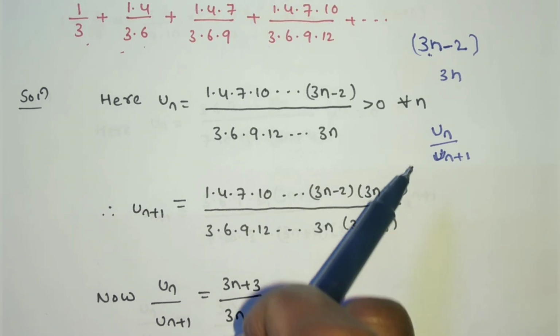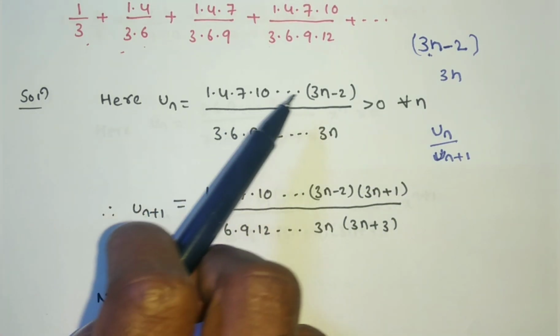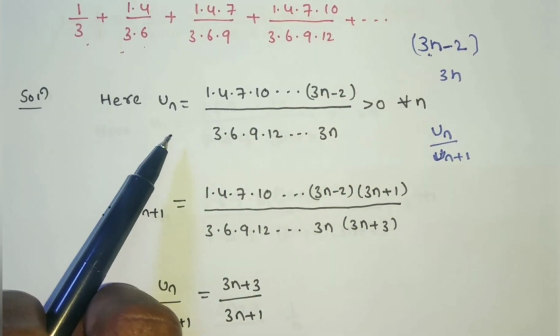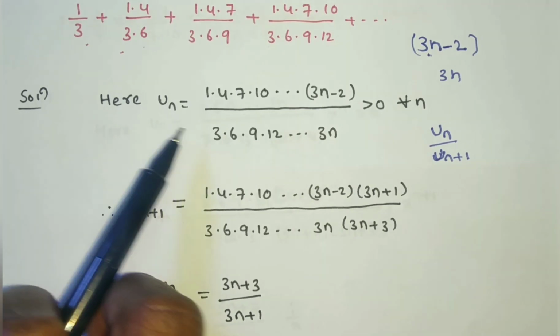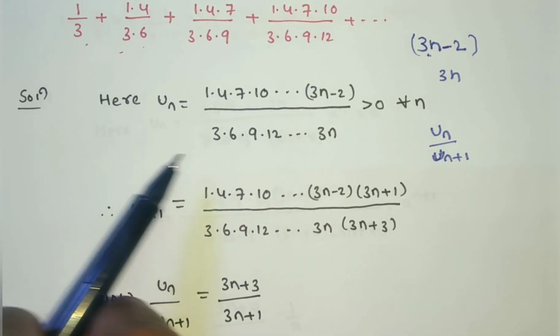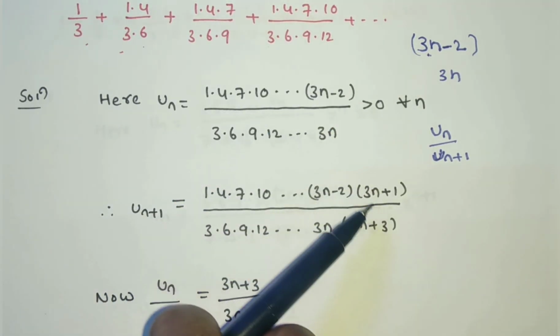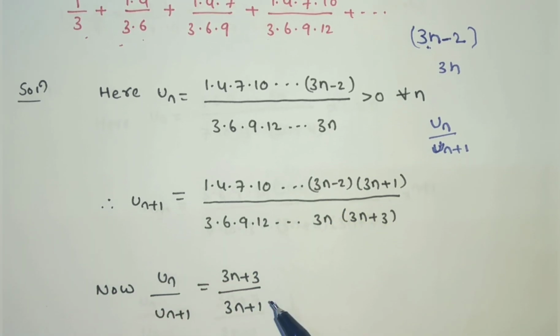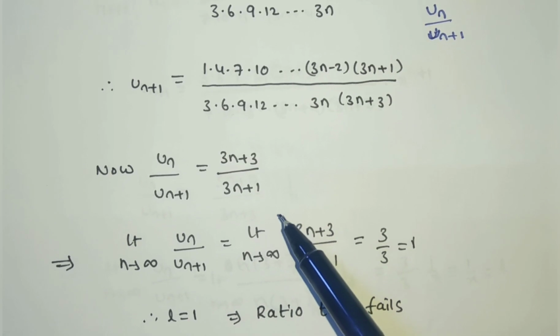Now, un by un plus 1 I want. Further, you see the nth term and the n plus 1th term. Up to the nth term, things get cancelled or not? 3n minus 2 and 3n minus 2 cancel. 3n up to 3n cancel. Now the remaining is 1 by 3n plus 1 by 3n plus 3. So write the reciprocal, which gives 3n plus 3 by 3n plus 1.